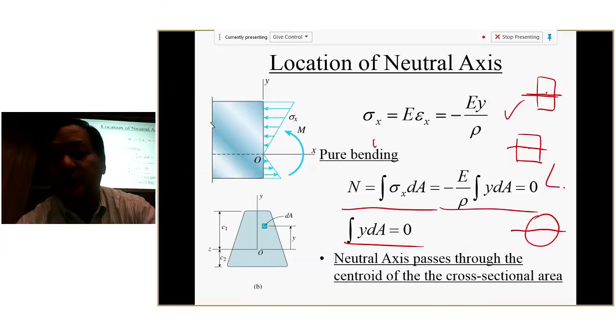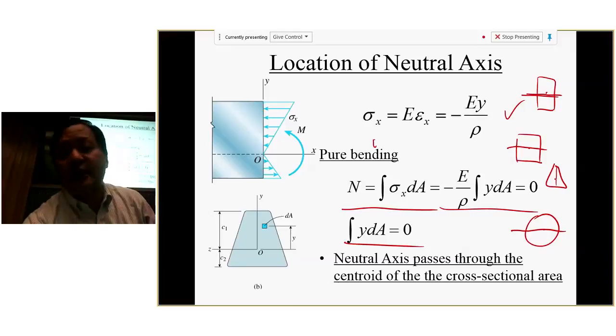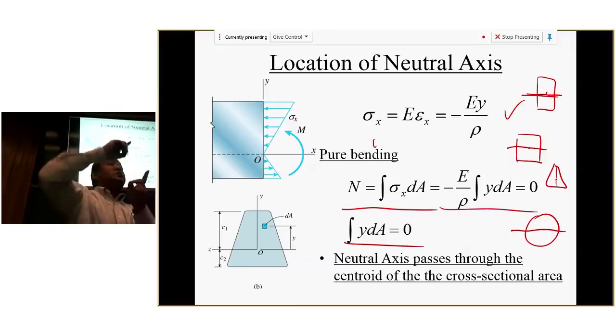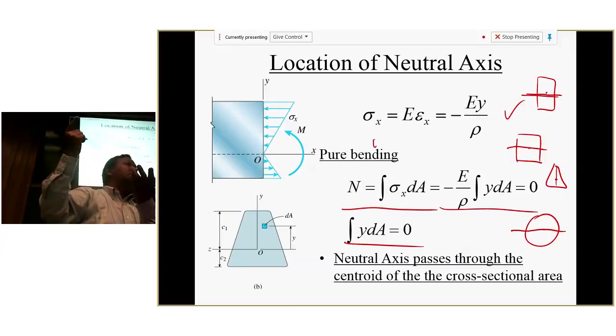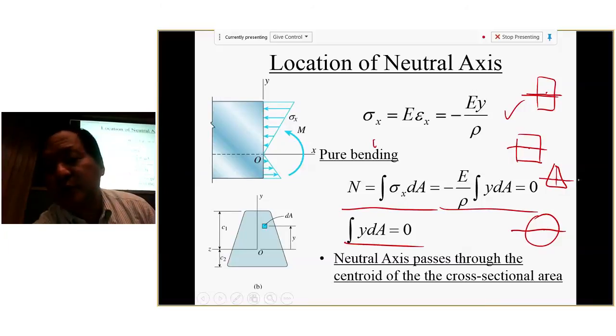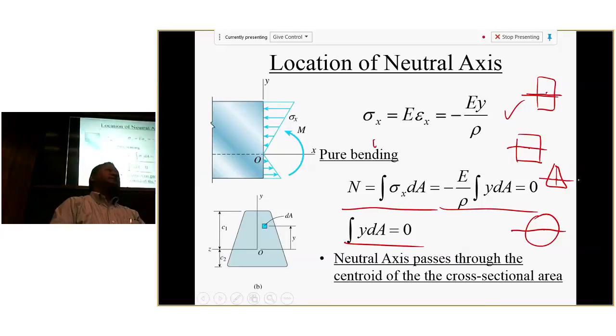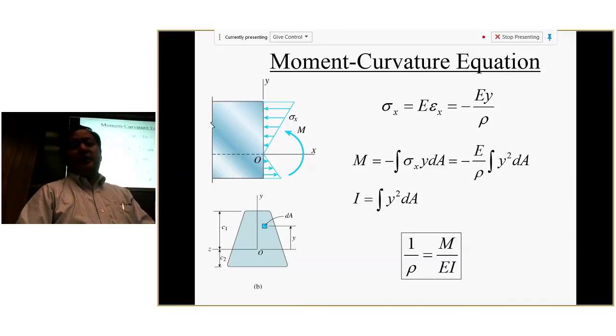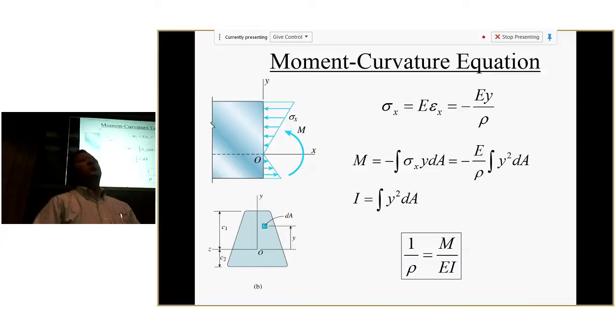Now, what about a triangle? You draw a vertical line, right? Then the centroid is 1/3 from the bottom, or 2/3 from the top. That's the centroid, and therefore the neutral axis will pass this point. So this just tells us the neutral axis must pass through the centroid, and now we know where the neutral axis should be for a given shape. Okay, so next, let's find out the moment.